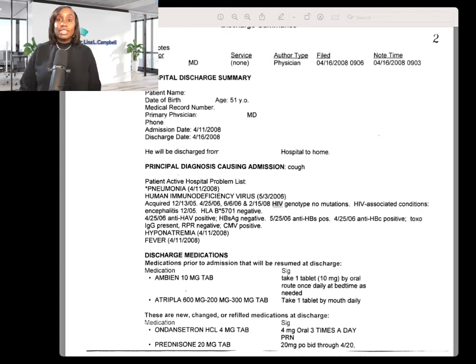So this is an old hospital visit that we're using, and this is for educational purposes, for you to really understand the process so that when you go and take your CCS exam, you are ready to attack it and be successful. So this particular patient, you'll notice, was admitted on April 11th and discharged on April 16th.